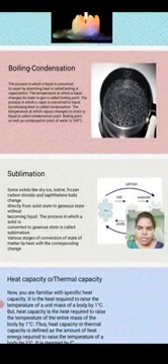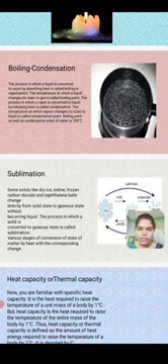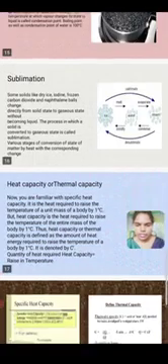Sublimation. Some solids like dry ice, iodine, frozen carbon dioxide and naphthalene balls change directly from solid state to gaseous state, without becoming liquid. This process, in which a solid is converted to gaseous state, is called sublimation. Various stages of conversion of state of matter by heat with the corresponding change.